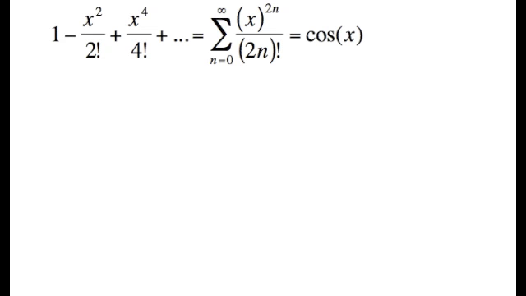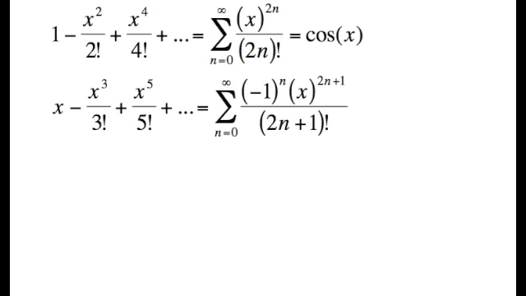The real series, if we were to expand and continue it, would be the sum from n equals 0 to infinity of x exponent 2n divided by 2n factorial. This is the Maclaurin series for cosine of x. Now if we look at the imaginary series, it's equal to the sum from n equals 0 to infinity of -1 to the power of n times x to the power of 2n plus 1 divided by 2n plus 1 factorial, which is the Maclaurin series for sine of x.